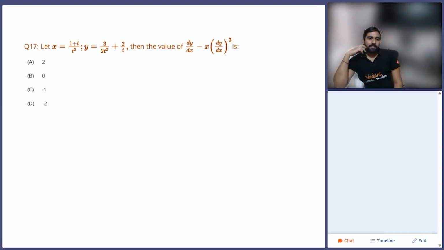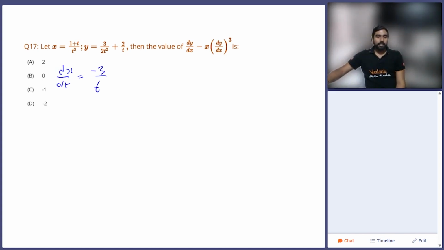Okay, you have been given x is 1 plus t upon t cube, y is 3 upon t square plus 2 upon t. What is dy by dx minus x into dy by dx cubed? Very well. So let's find dx upon dt, parametric differentiation. The derivative of 1 by t cube is minus 3 upon t power 4, plus the derivative of 1 upon t square, that is minus t upon t cube.